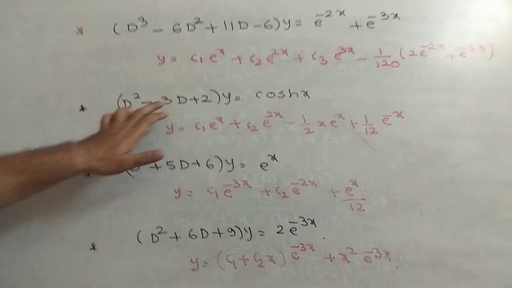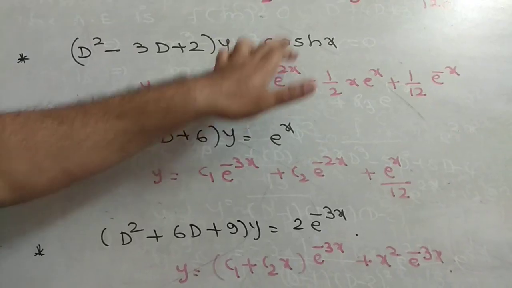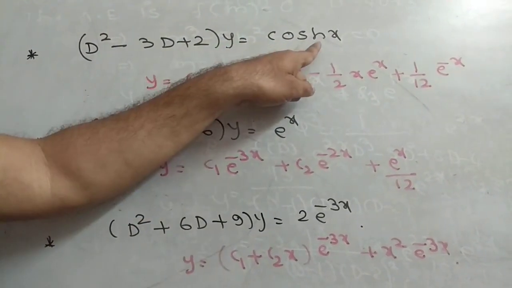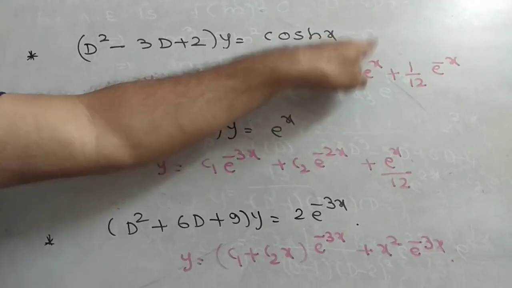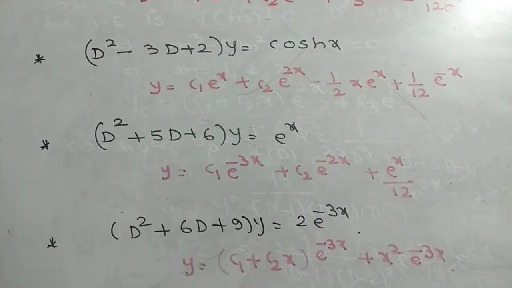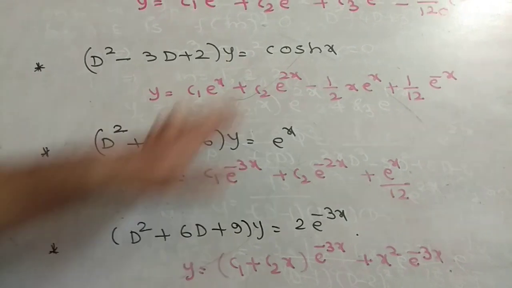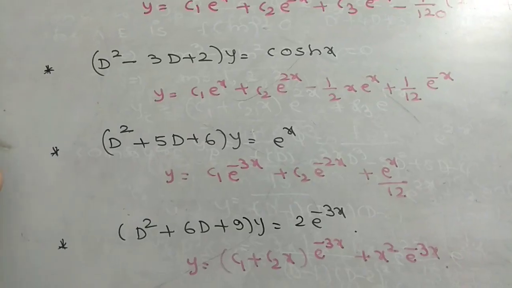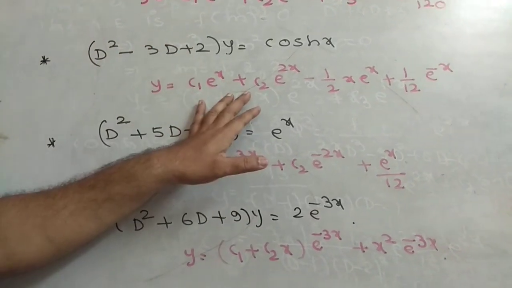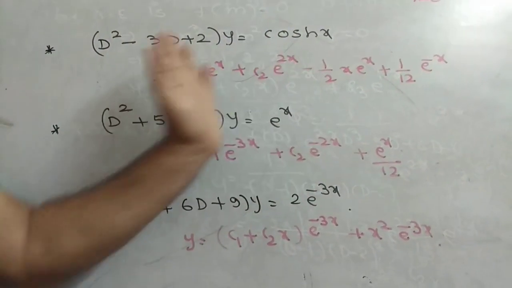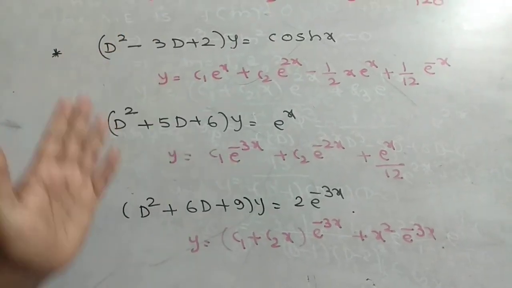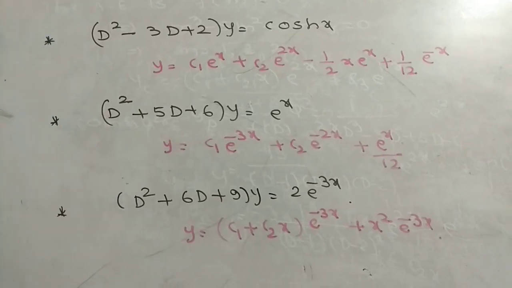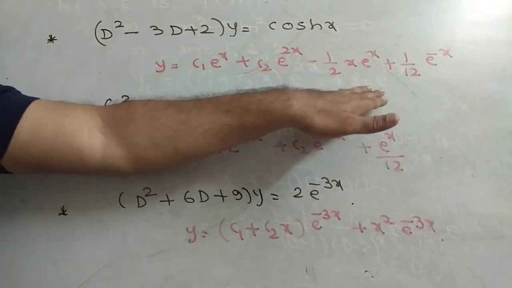Second one: D square minus 3D plus 2 of y equal to cosh x. It is a hyperbolic function. What is the formula for cosh x? We have a rule that e power x plus e power minus x divided by 2. That is the formula for cosh x. So 1 by 2 is a constant term, you can take it outside. After getting your yc, again you split that yp in two parts: 1 divided by f of D into e power x plus 1 divided by f of D into e power minus x. Just you will get this as your yp.